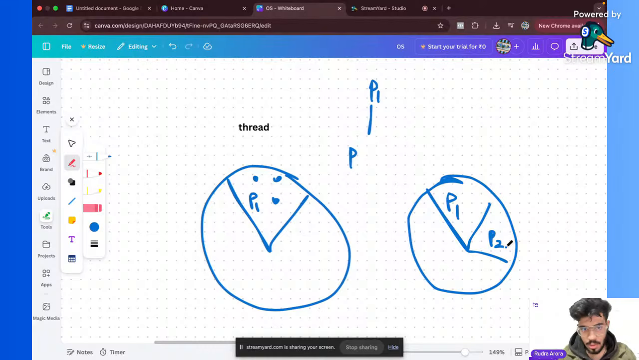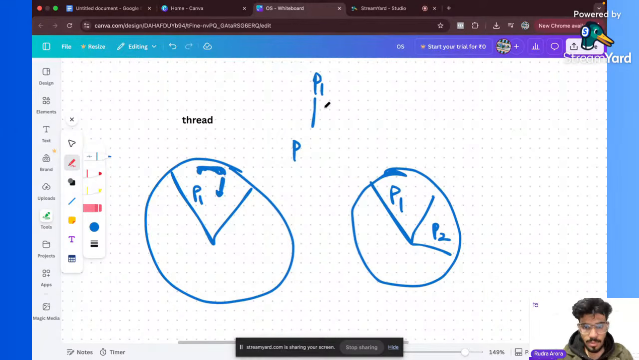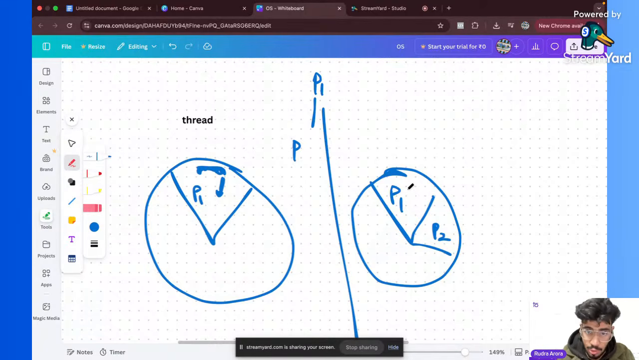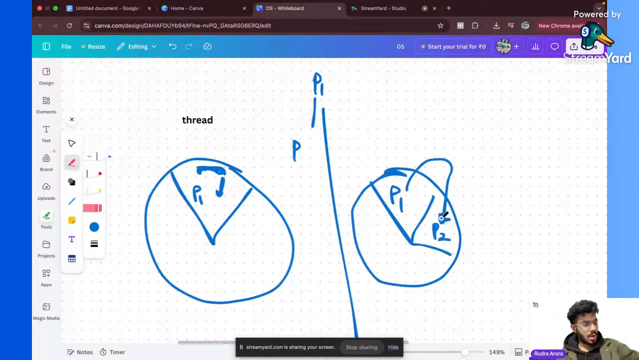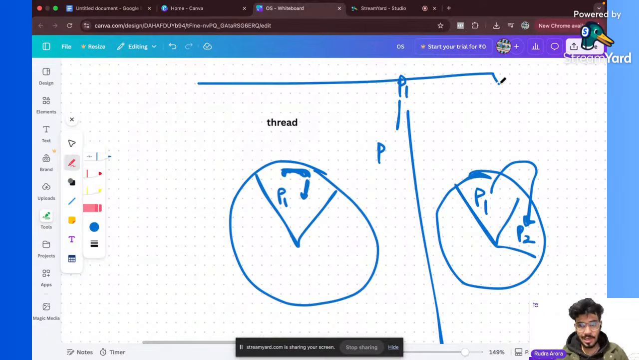So what happens in multi-threading? You are switching within one address space itself, so the switching is happening at a very fast rate. Whereas if you are doing multitasking, you have to change the address from P1 to P2. So you are changing the whole address itself, due to which it is not a very fast process. I think this particular point is clear, what multi-threading and multitasking are.